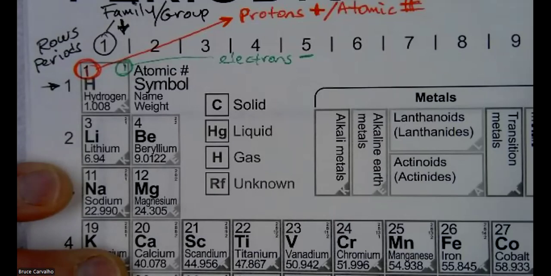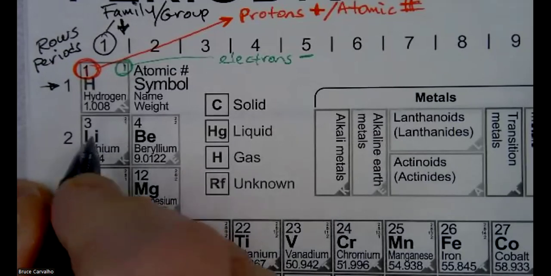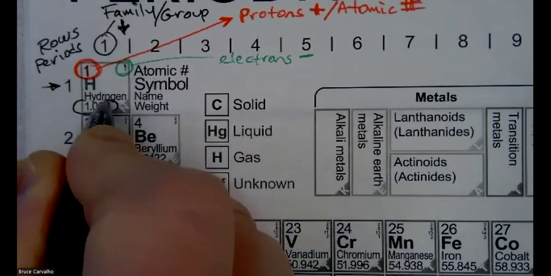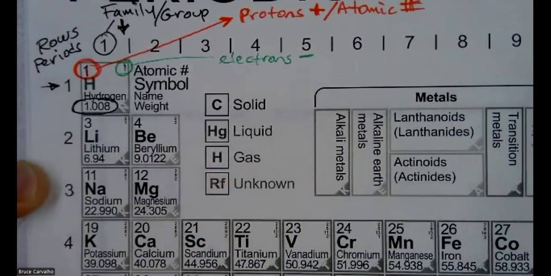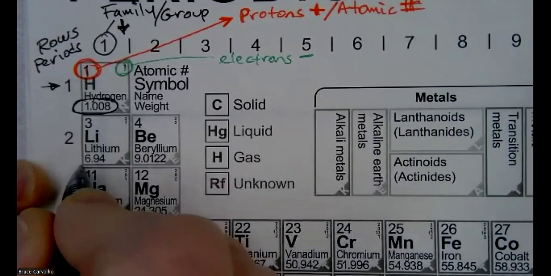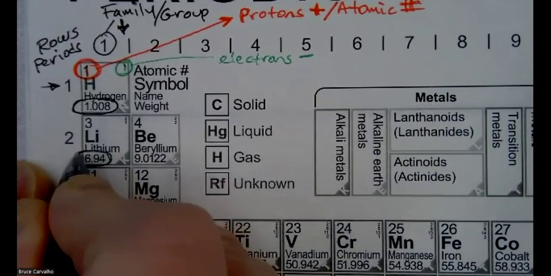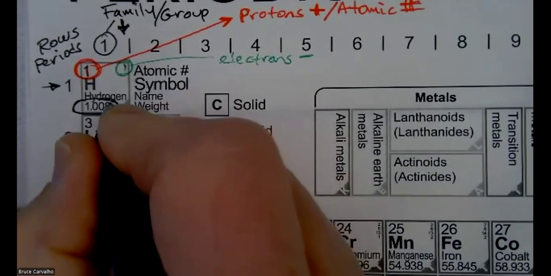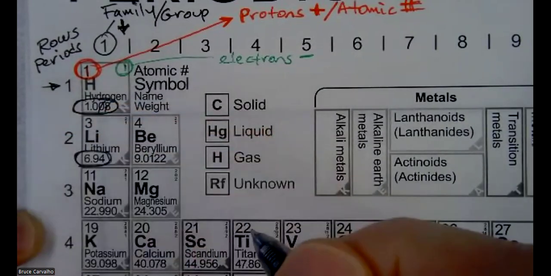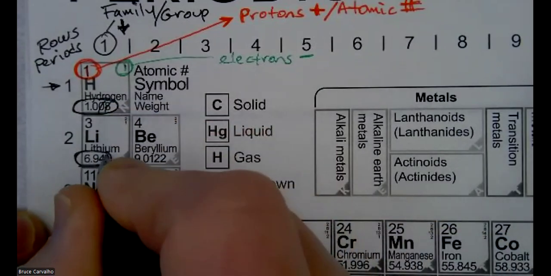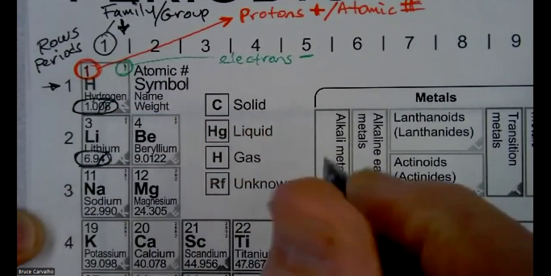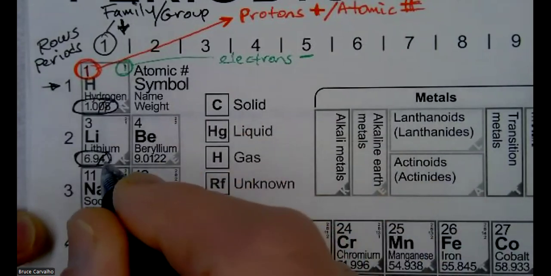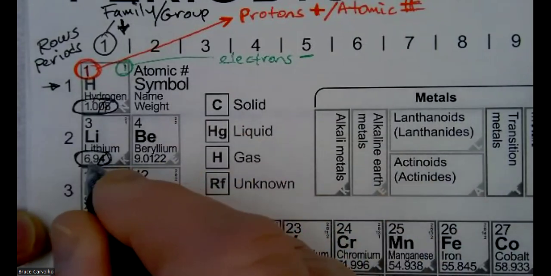There's one more number in the box, and it's down here at the bottom. This one always trips up students because they have to round this number. Why do I have to round it? We'll talk about that later. But this number you should round to the nearest whole number. For example, with hydrogen, if I round it, it's 1.0. If I round lithium, it's 6.9 up to 7, right?